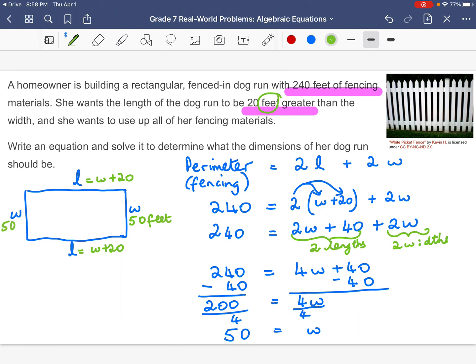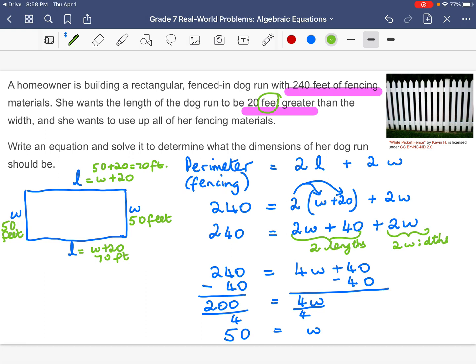And this is 50 feet here as well. And we're told, or we've figured out, that the length is the width plus 20. So it's 50 plus 20, which is 70 feet. And 70 feet here as well. So we have our dimensions, 70 feet by 50 feet.